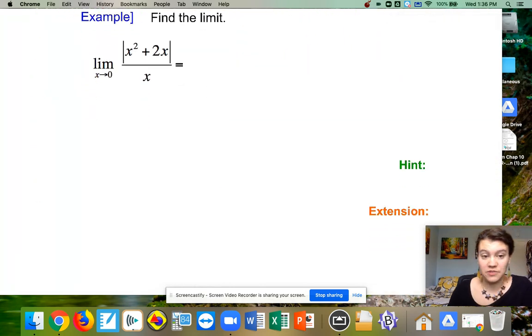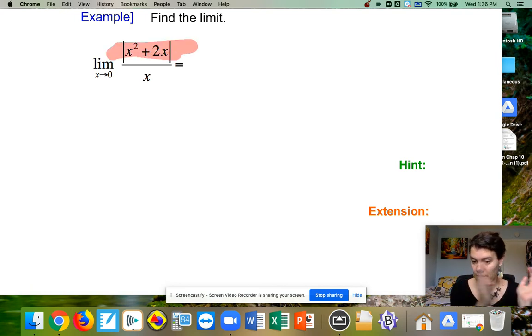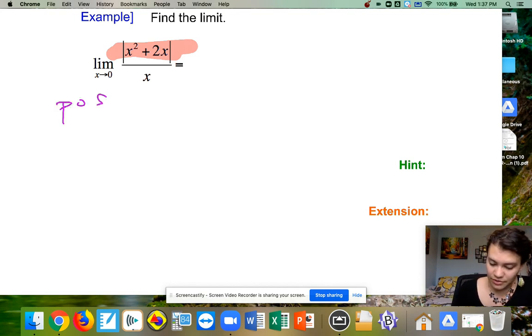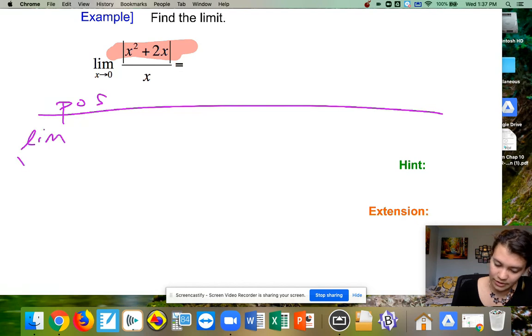So this last one here is an absolute value, so it's a little bit different. We're going to do basically the same idea, but since we have the absolute value, we're going to have to do two chunks, like the positive chunk and the negative chunk, so you have both of them. So we'll do the positive chunk first. You want our limit as x approaches 0 of everything being positive, like this.